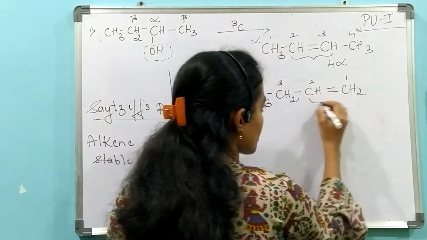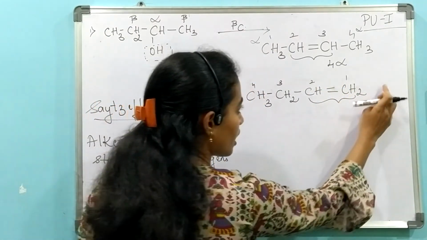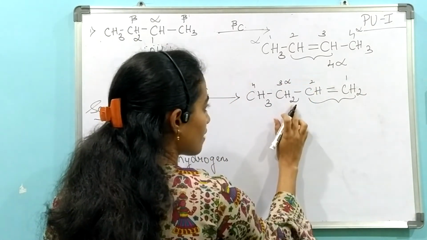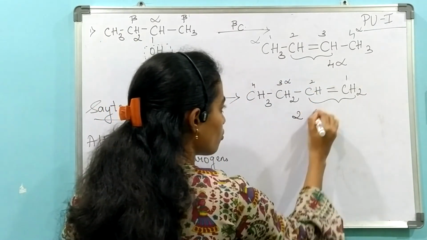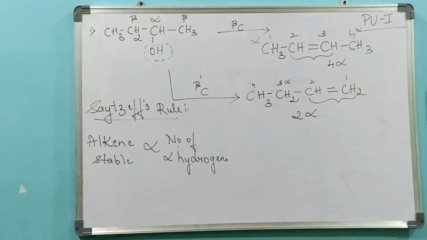And come to this product. If this is my alkene, I don't have any alpha carbon here. I have an alpha carbon here. How many alpha hydrogens do you have? You have 2 alpha hydrogens. So then according to Saytzeff rule, where you have the more number of alpha hydrogens, that particular alkene will be formed more stable.